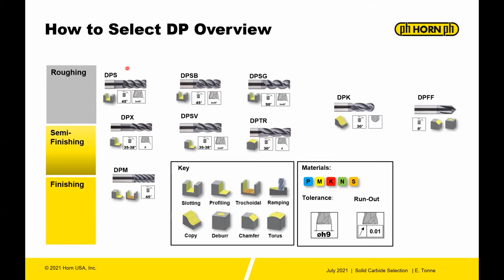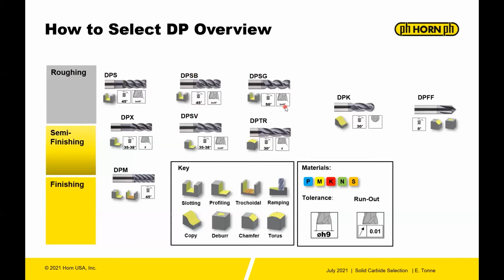But the DP system is a little more difficult to understand. So that's what this chart is for. So you see for roughing, you'll use the DPS end mills, the DPSB, or the DPSG. And those are in various helix angles, which we'll talk about the effect of that in a future training. But for now, just understand if you're roughing, you want to use either the DPS, the DPSB, or the DPSG.